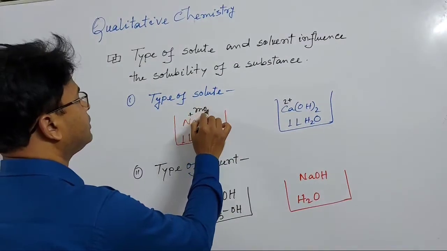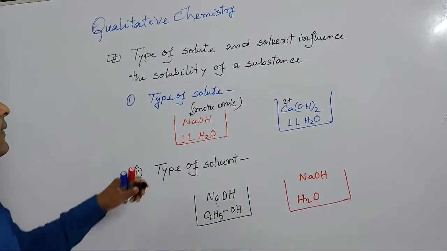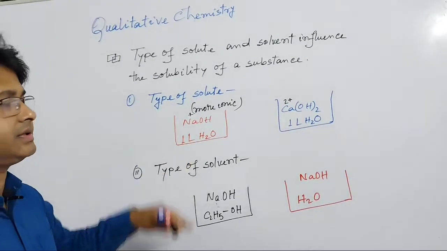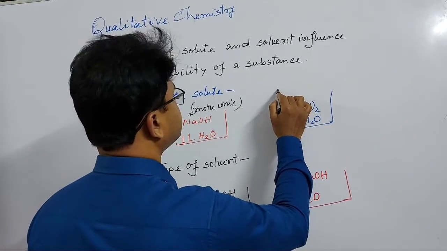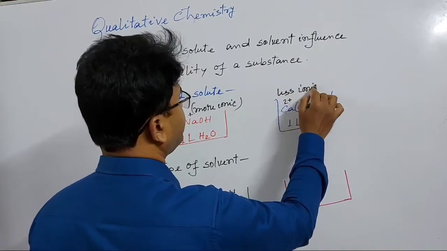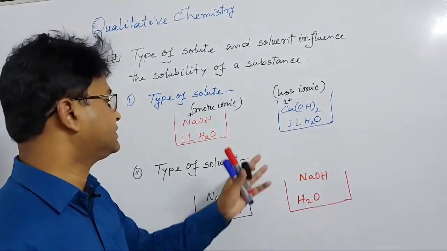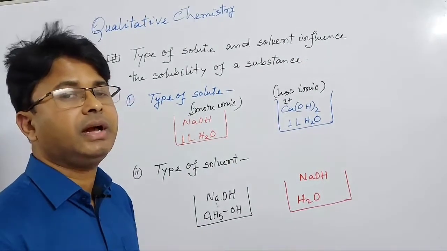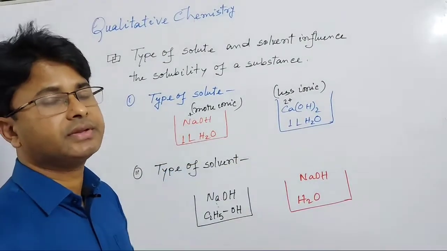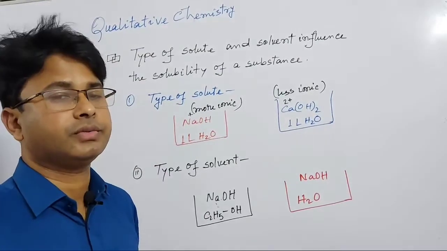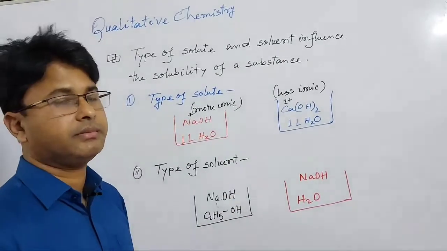So sodium hydroxide is more ionic, that's why it is more soluble in water. All of you know that water is a polar solvent, and calcium hydroxide is less ionic than sodium hydroxide. That's why the solubility of calcium hydroxide is less than sodium hydroxide in water. I mean, if the ionic character is more, then it will dissolve in the polar solvent more. If the ionic character is less, it will be less soluble in polar solvent.